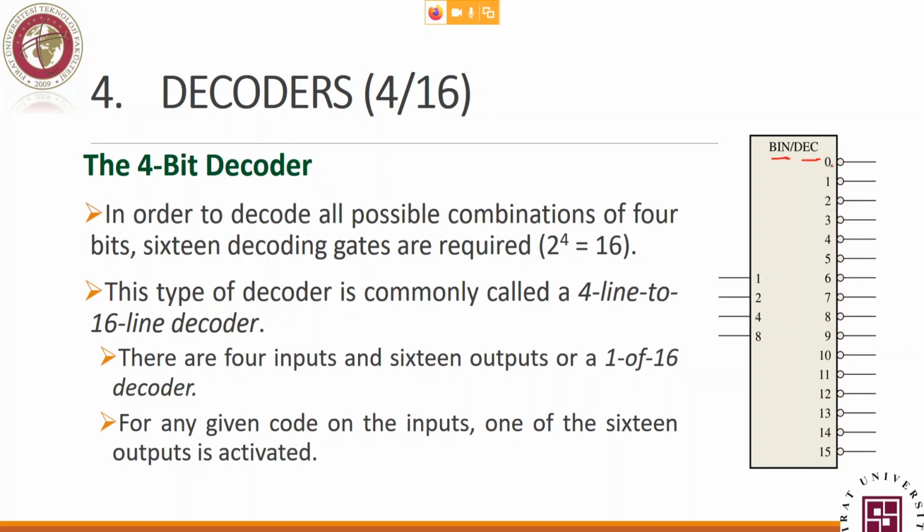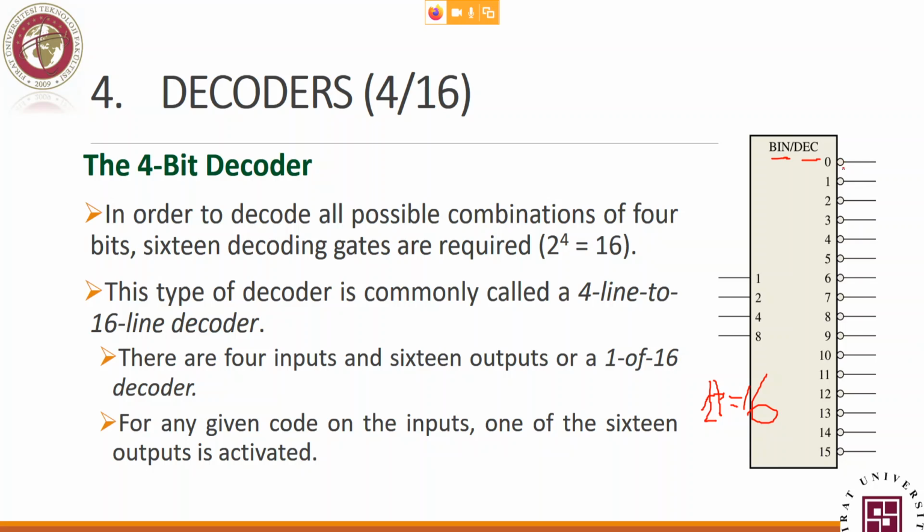So we are decoding binary to decimal. What are the outputs here? We will move from 0 to 15. Why? Now we have 4 inputs. 4 inputs, 2 to the power 4 is exactly what? 16 combinations, right? So if you count from 0 to 15, that's 16 combinations. Because we don't say 1, 2, 3 here, we say 0, 1, 2, 3. These are 16 combinations.